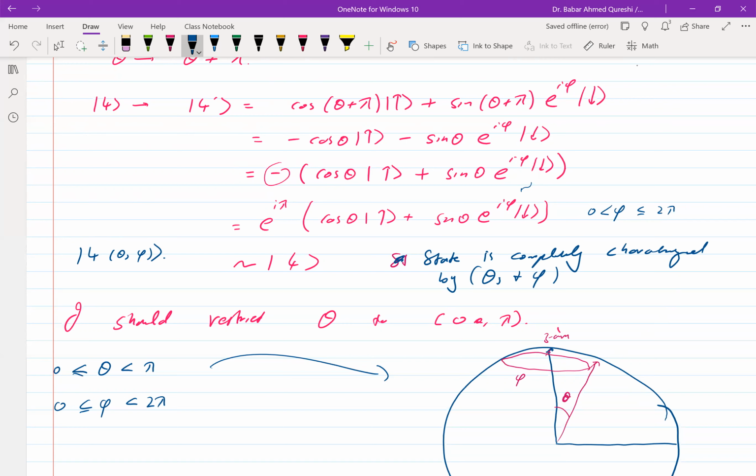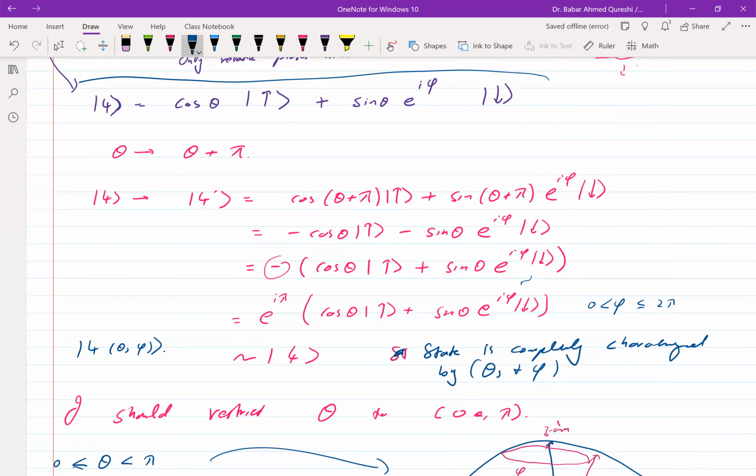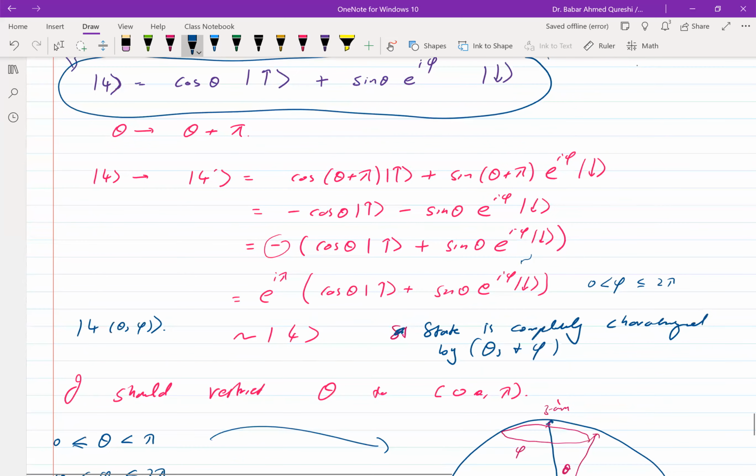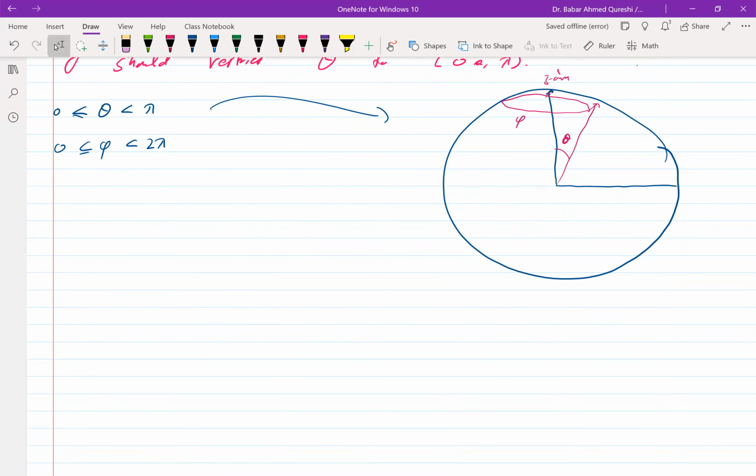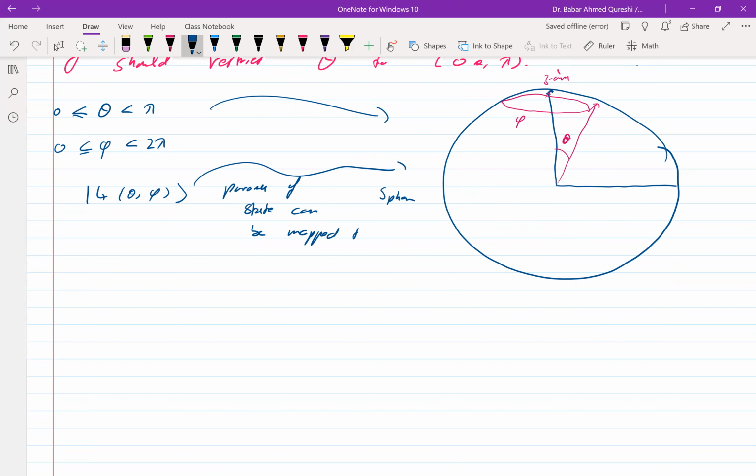That's the most general parameterization of the state. And in this parameterization, theta has to be restricted from 0 to pi, and phi has to be restricted from 0 to 2 pi. But that means I can map the parameters of the state to a two-sphere. Parameters of the state can be mapped to a two-sphere. Well, there is still a problem. And what is that?